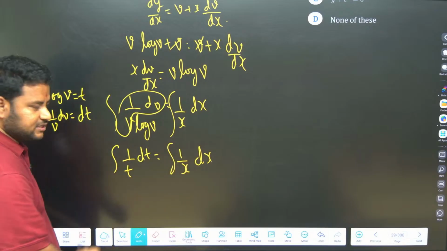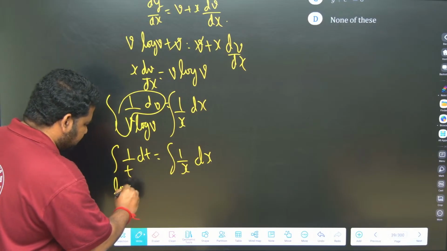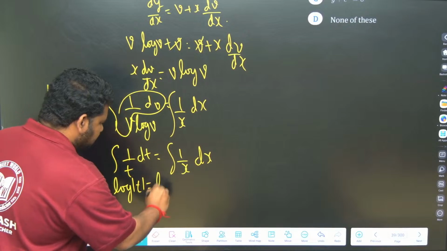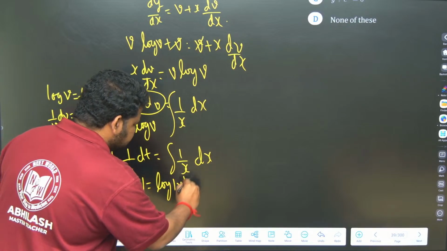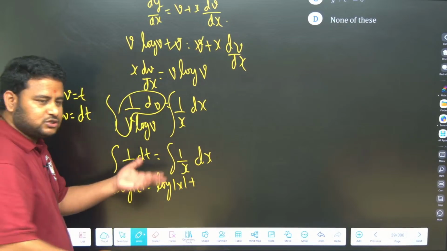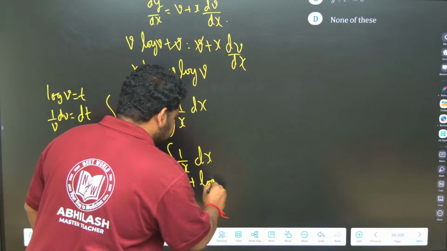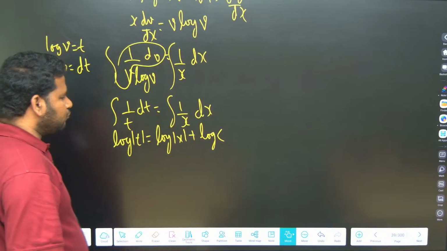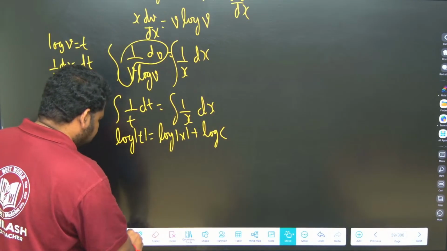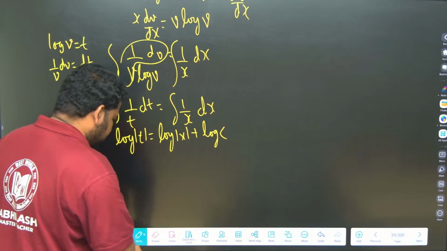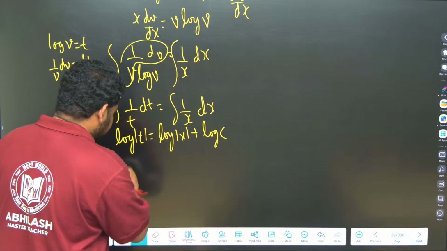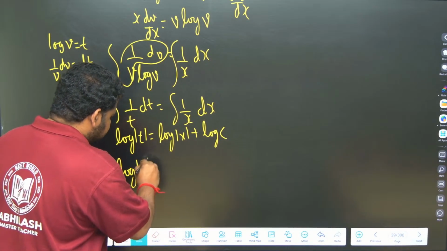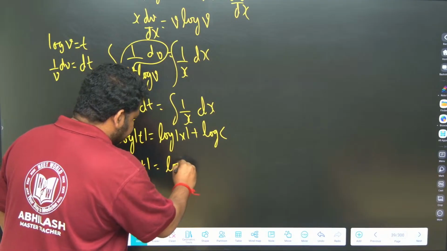The integral of 1 by t is log of mod t, and this is log of mod x plus a constant. Since everything is in log, I'll write the constant also in log, so log c. Log a plus log b is log of ab, so log t is equal to log of xc.